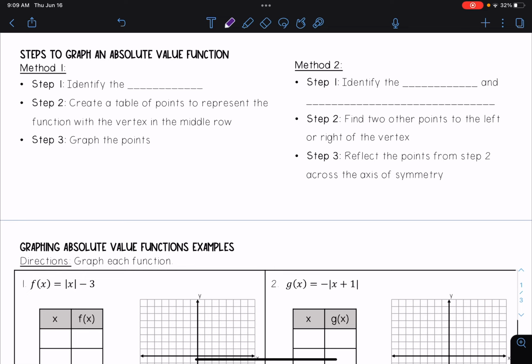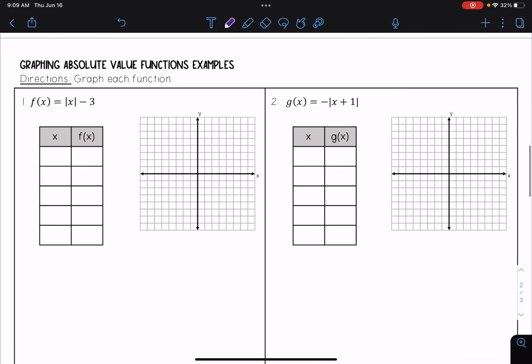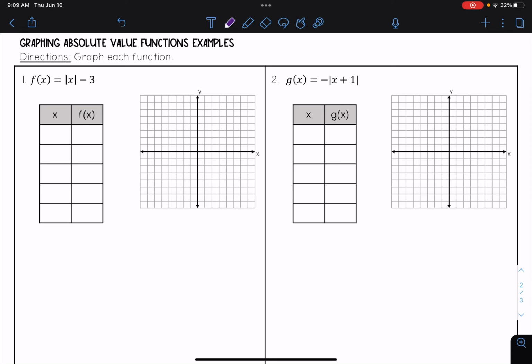The first method is to first identify the vertex, create a table of points to represent the function with the vertex in the middle row, and then step 3, graph the points. So let's go ahead and go through an example of using method 1. And I'll make a note up here. This is method 1.